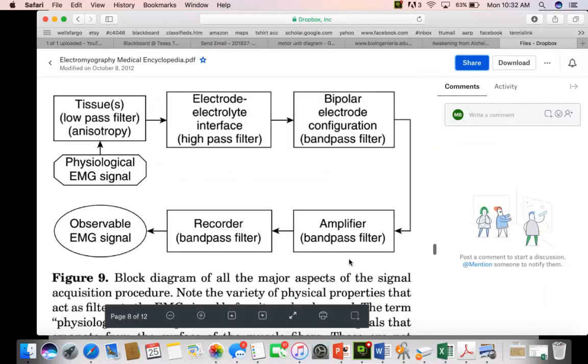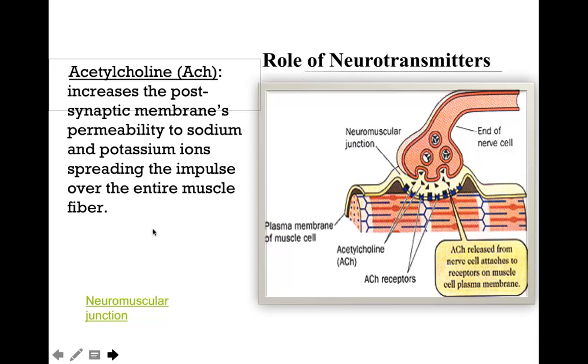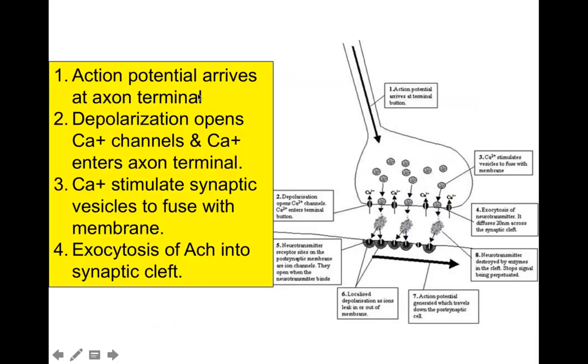Okay, so you could see that that is representative of some of the things we discussed in the previous lecture. So electrically what happens is the action potential arrives at this terminal, at the axon terminal, and then you have some depolarization which opens the calcium channels and calcium enters the axon terminal.